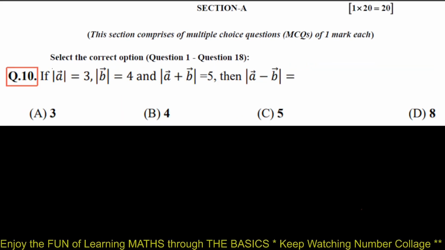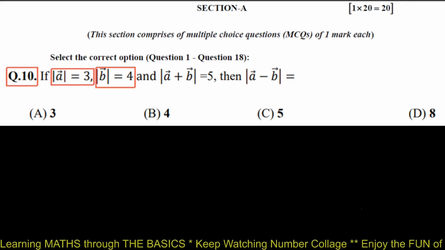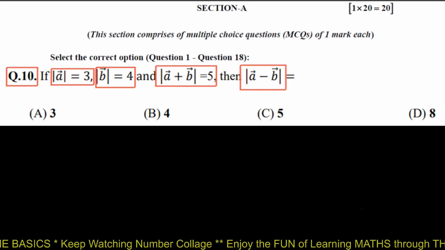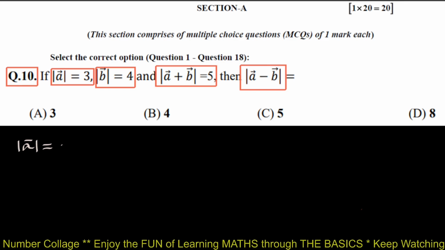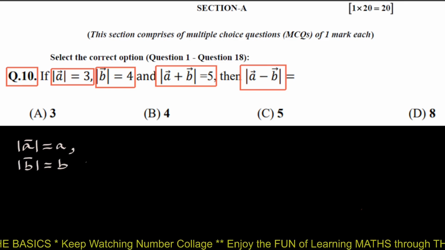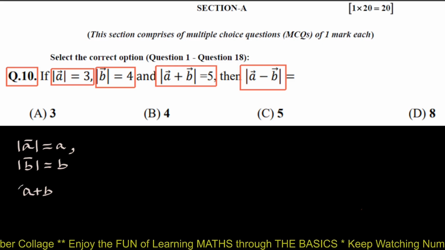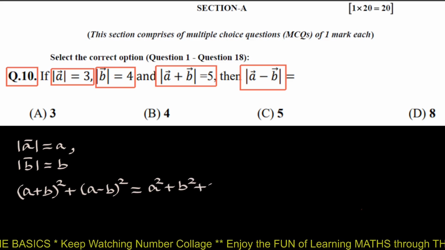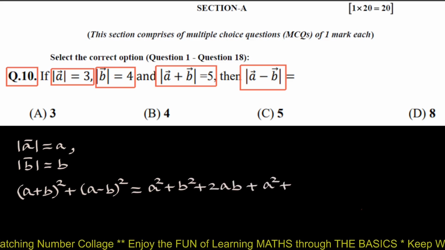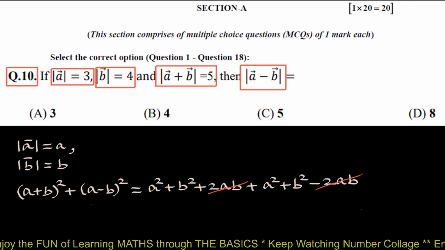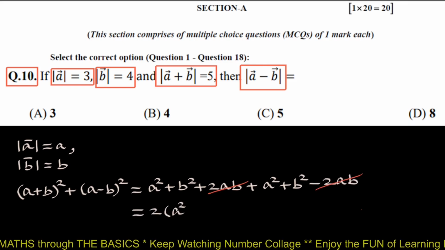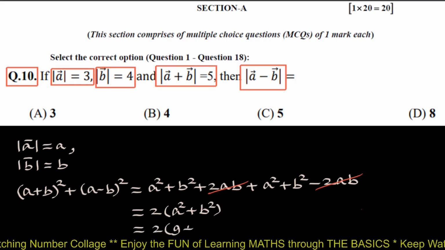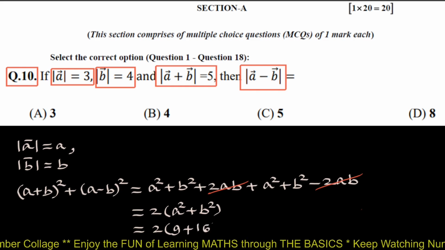Question 10. Mod A bar is 3, mod B bar is 4, and mod A bar plus B bar is 5. We have to find mod A bar minus B bar. We assume mod A bar to be A and mod B bar to be B, and write A plus B whole square plus A minus B whole square as A square plus B square plus 2AB plus A square plus B square minus 2AB. Cancelling 2AB, it is 2 times A square plus B square, which is 2 times 3 square, 9, plus 4 square, 16, which is 50.